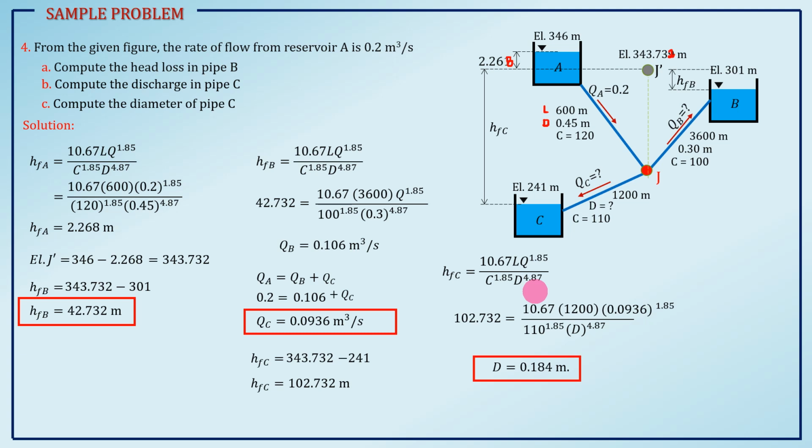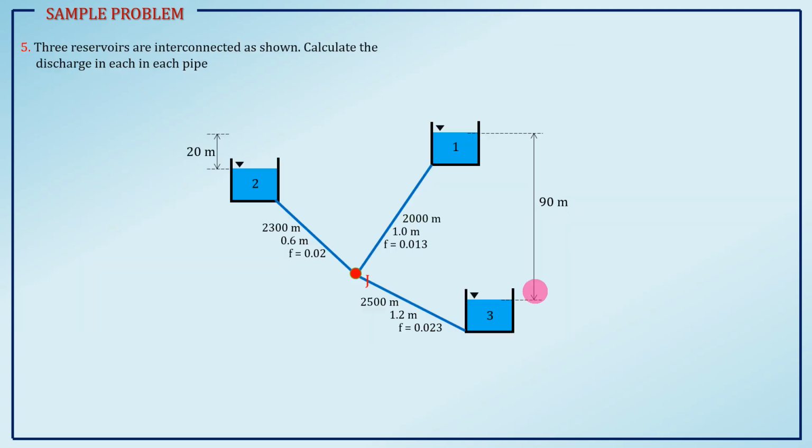So, let's have another sample now. The sample problem number 5. So, reservoir pa rin. So, 3 reservoirs are connected or interconnected as shown. Calculate the discharge in each pipe. Okay, so, given is the change in elevation of your reservoir 1 and 3, 90 meters. Reservoir 1 and 2, 20 meters. And the pipeline's properties. No? Pipe 1, pipe 2, and pipe 3.